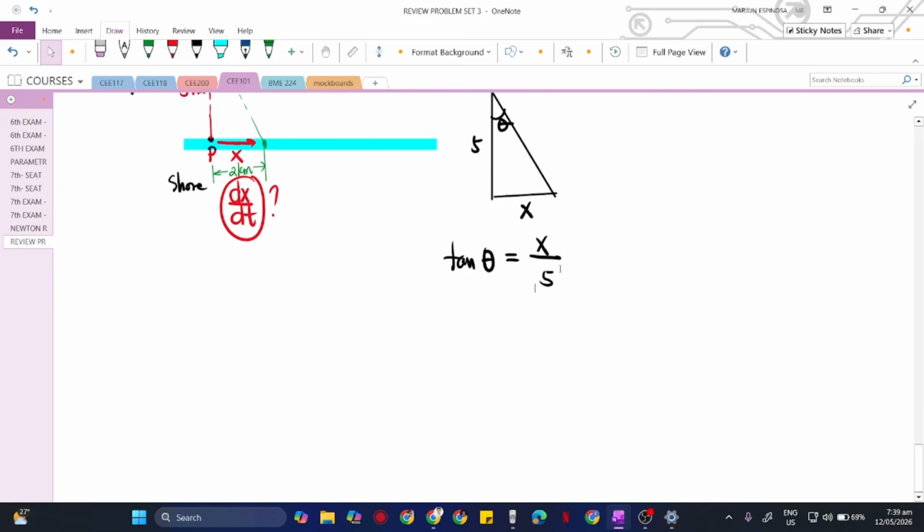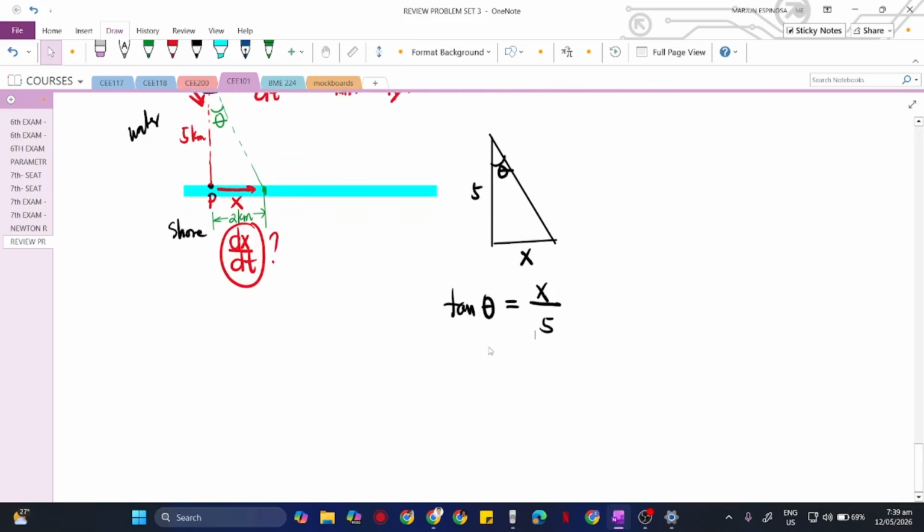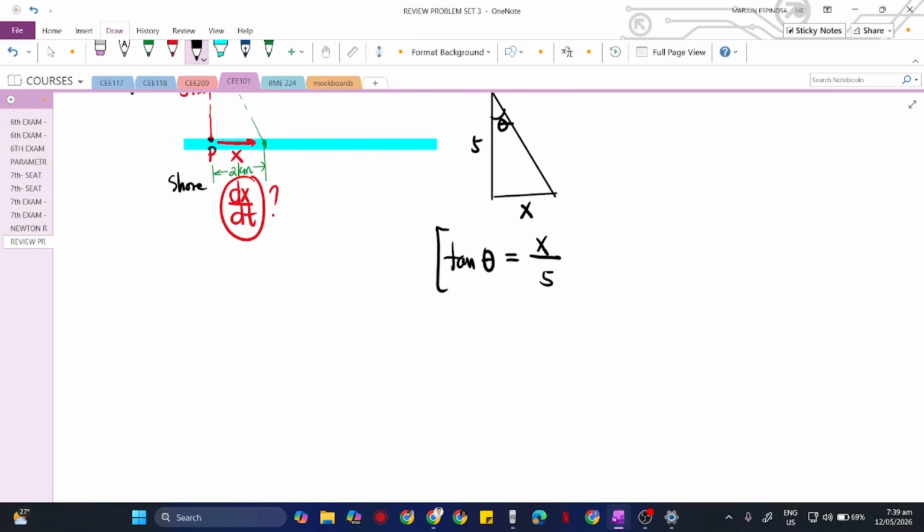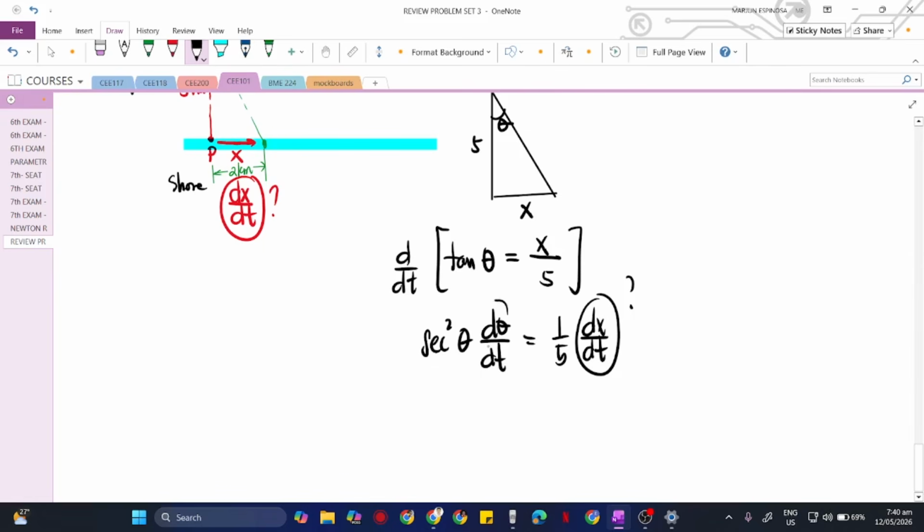But first, we need to solve for the value of theta. If we derive this directly with respect to time, because this is a time rate problem, the derivative of tan theta is secant squared theta times d theta over dt, and that is equivalent to 1/5 of dx over dt, since the derivative of x with respect to time is dx over dt. We already have a value for d theta over dt, but we do not yet have a value for theta.